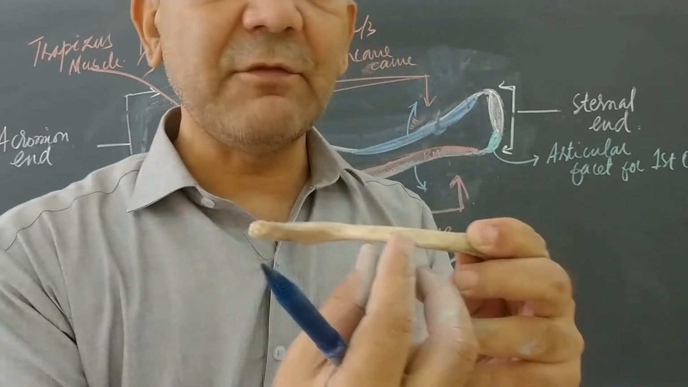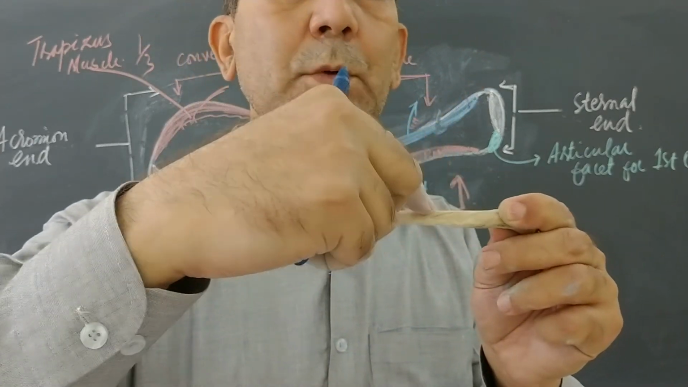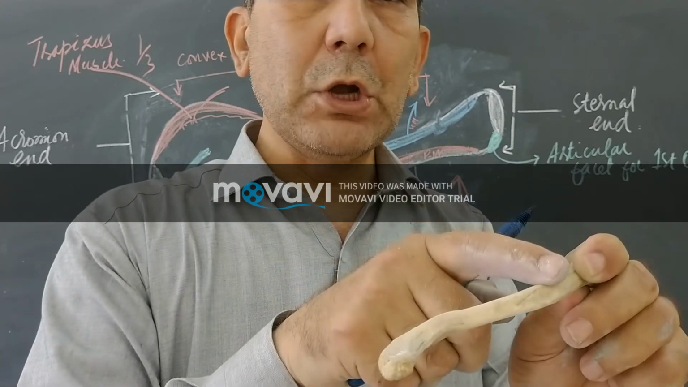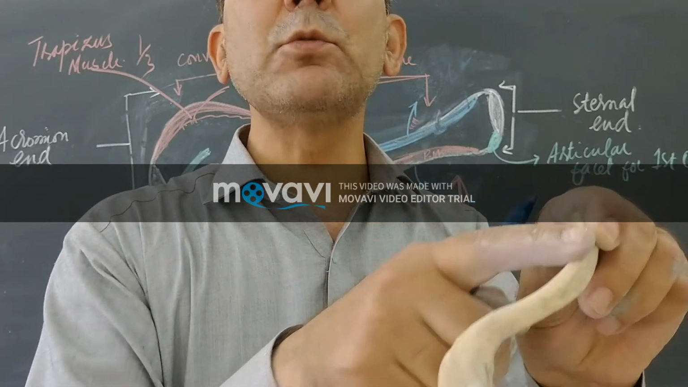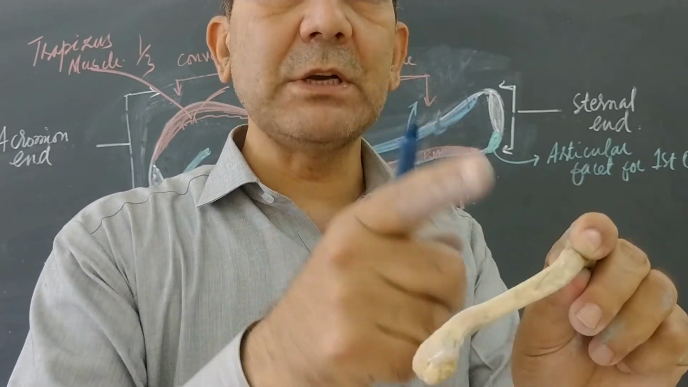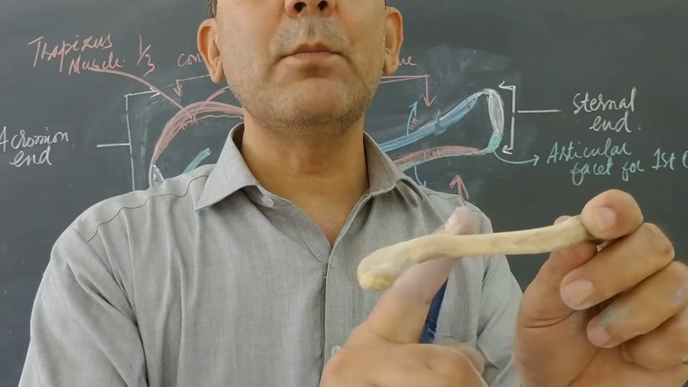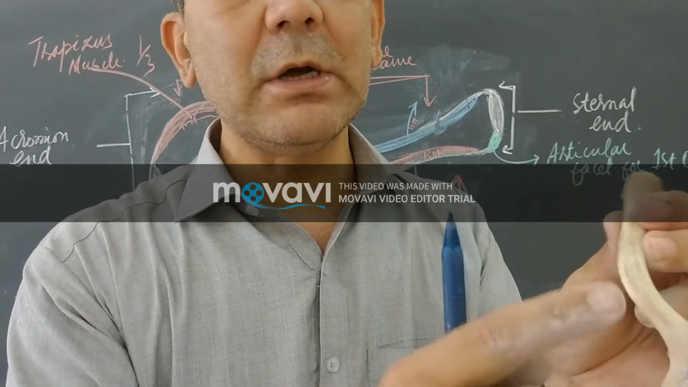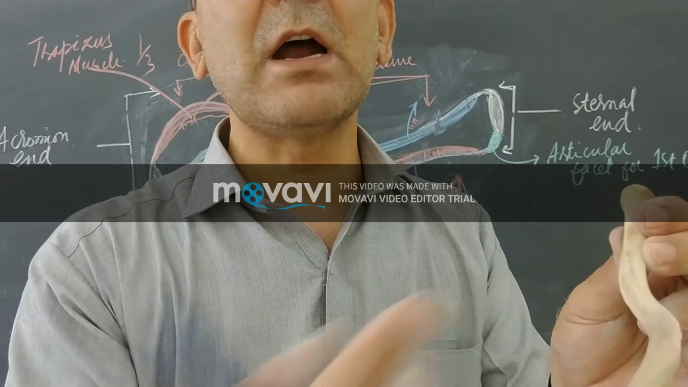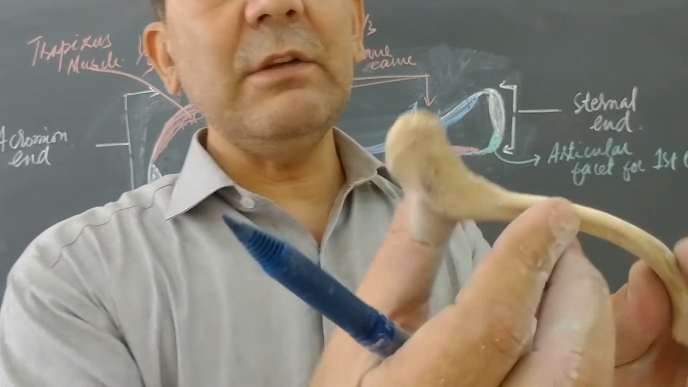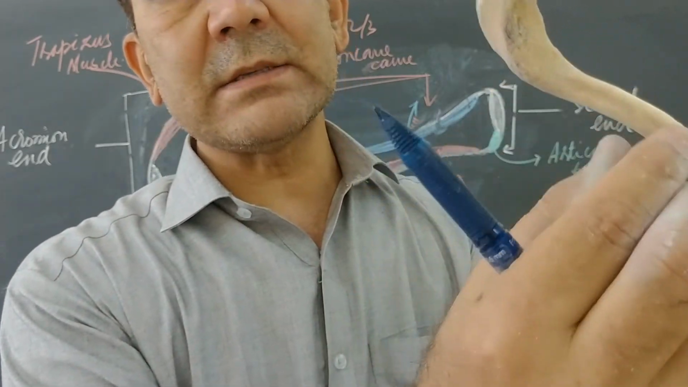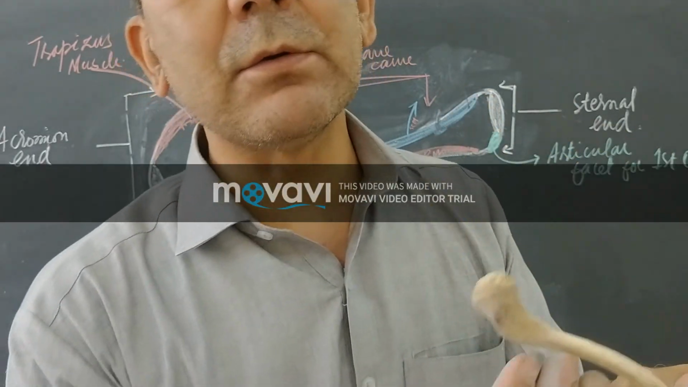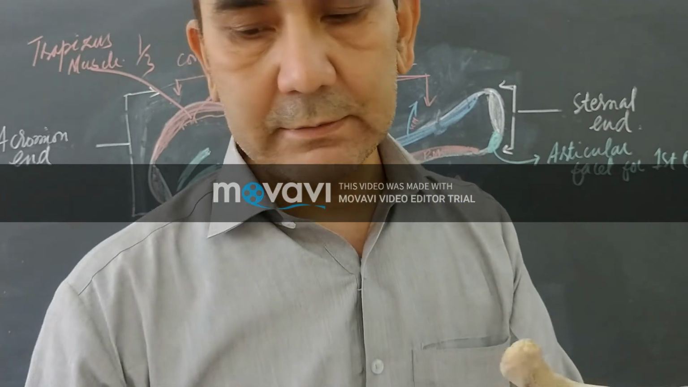The surface between the anterior border and the superior border is called the anterior surface. The surface between the superior border and the posterior border is called the superior surface. The surface between the posterior border and the inferior border is called the inferior surface. If you see in the inferior surface, there is a groove or sulcus, and this groove is called the subclavian groove. The subclavius muscle is attached here.